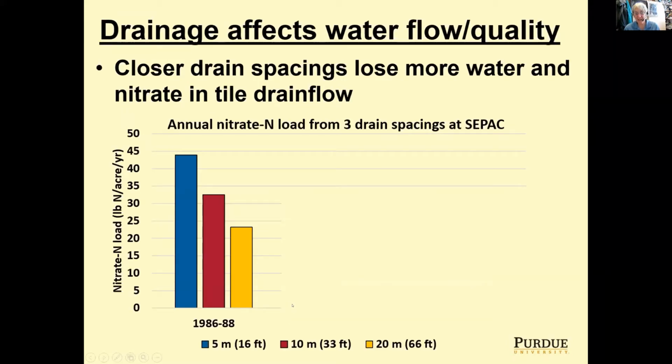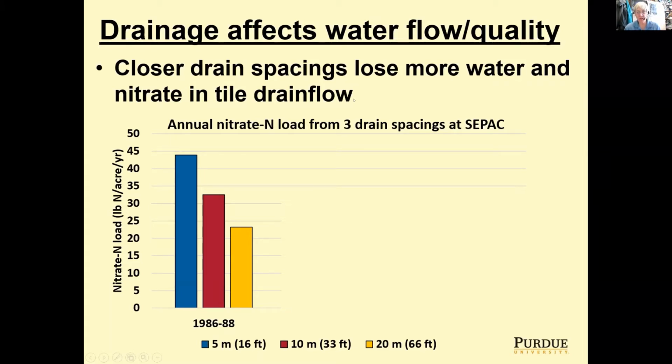All right, one last topic before I kind of summarize this. Drainage does affect water flow and water quality, and you're going to hear more about that later this afternoon as well. But the first point I want to make is that when we bring drains closer together, closer drain spacings lose more water, and therefore they also lose more nitrate in tile drain flow.